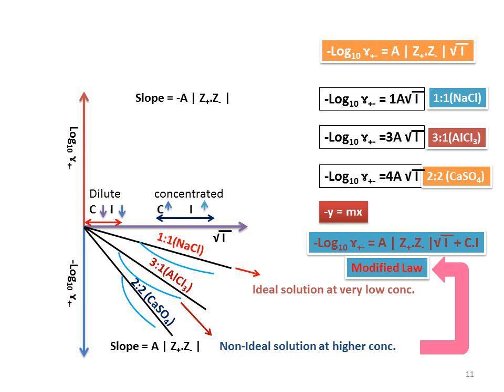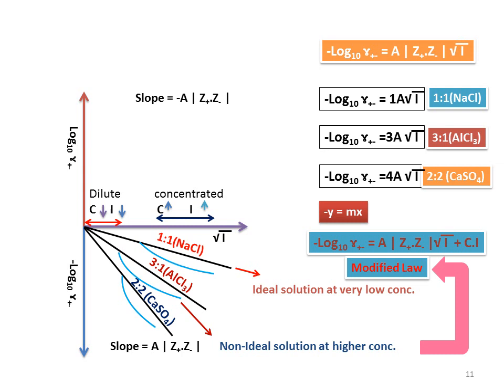The reason is that we are talking about slope, which is given in the top right corner of the slide: minus log gamma positive negative to the base 10 is equal to A mod Z positive into Z negative mod square root of I. So minus log gamma positive negative to the base 10 is the value that is given for the slope. As it is taken on the negative y-axis, we have the slopes on the negative y-axis.